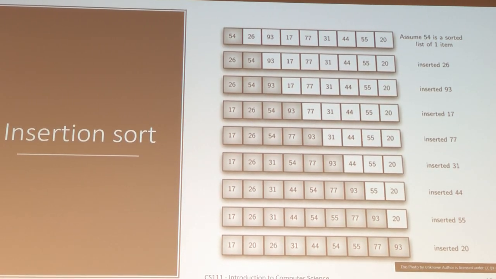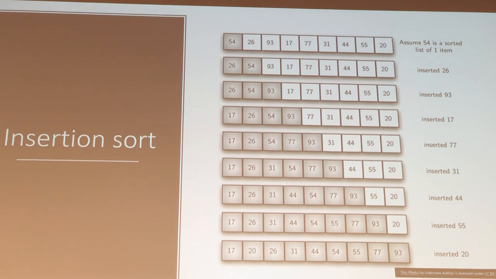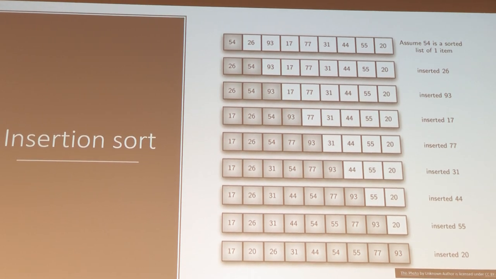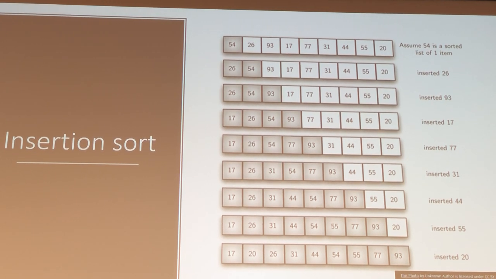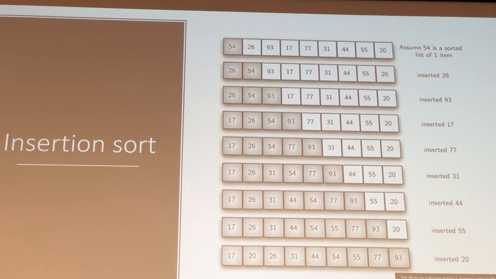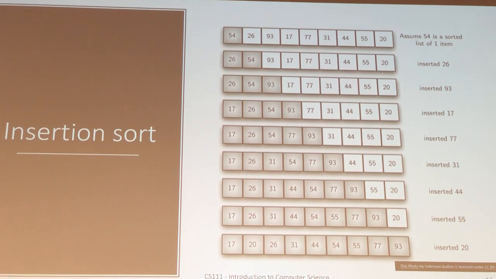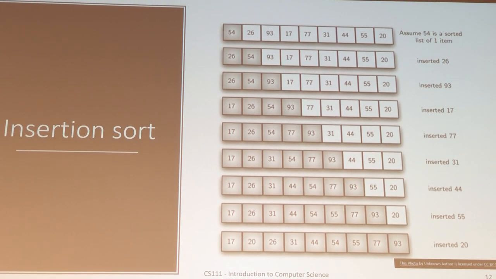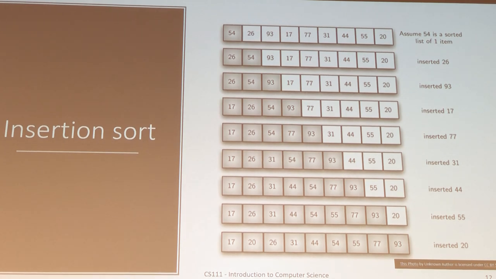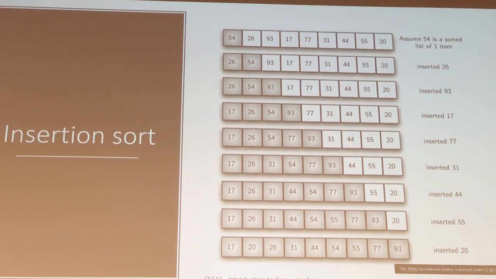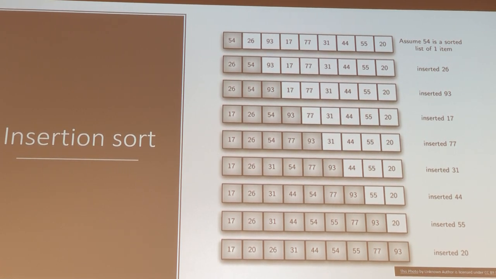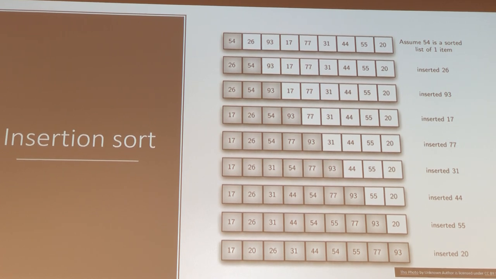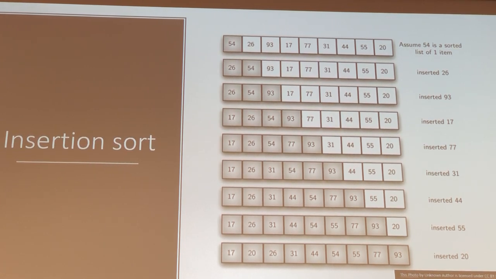So the next one is the insertion sort. This is an example of an insertion sort, where you're inserting. Notice that the 54 is assumed to be sorted, and then you try to insert 26 into the array. What you see on the left shaded is the sorted part. Your goal in the insertion sort is to get the left array sorted and get it bigger and bigger. Eventually it becomes the whole thing. That's the whole idea of the insertion sort.